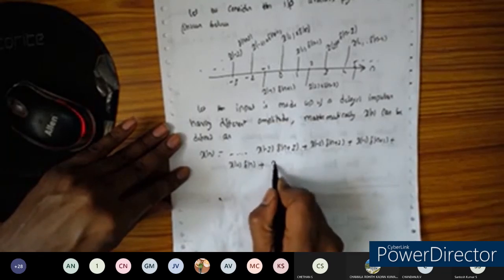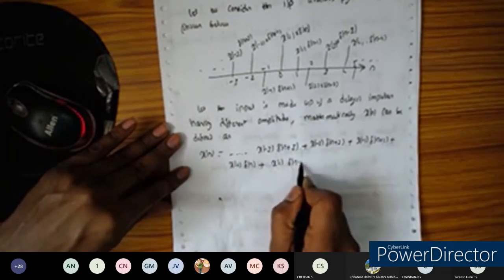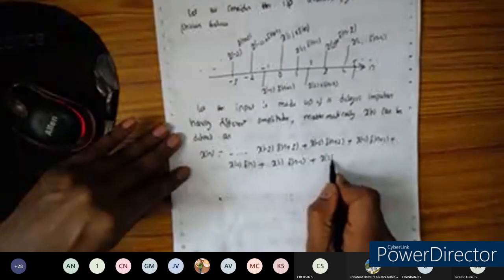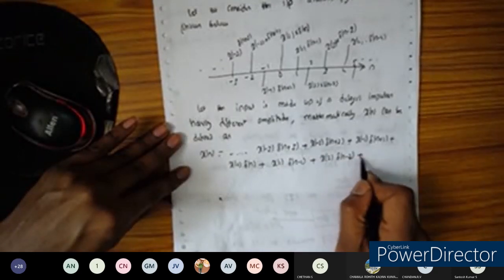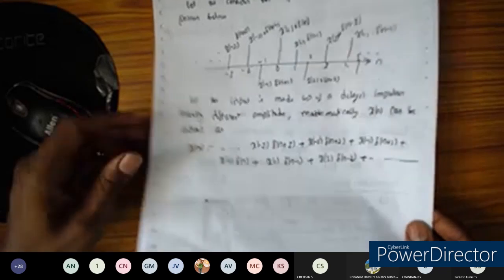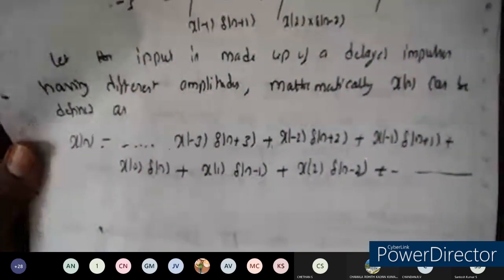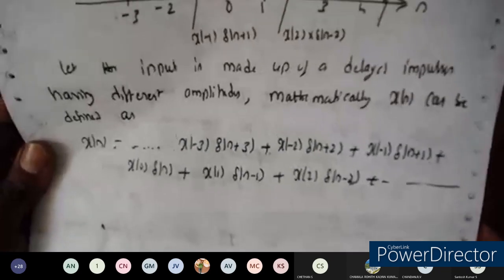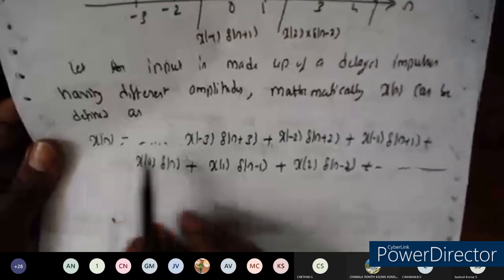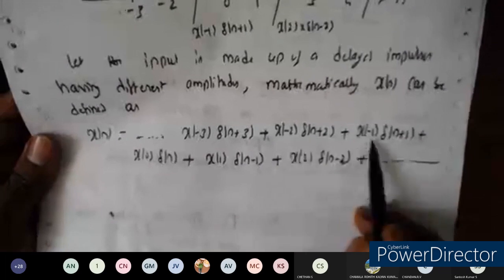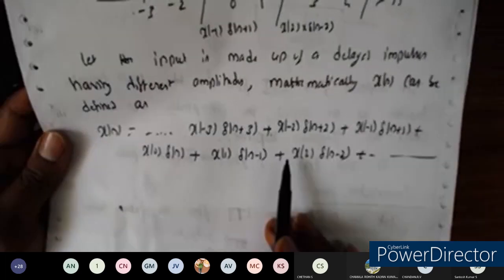n is equal to 1, x of 1 into delta of n minus 1. x of 2 into delta of n minus 2, and so on we can express the sequences here. So like this we can represent the input sequence x of n: x of minus 3 into delta of n plus 3, x of minus 2 into delta of n plus 2. This is the summation we can represent here.